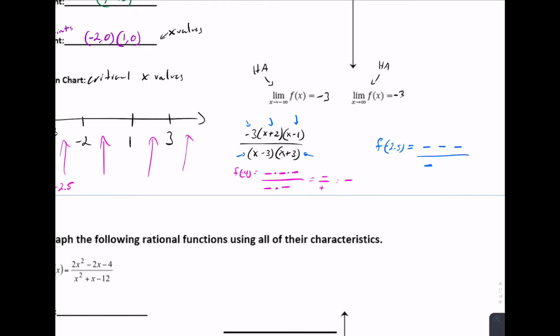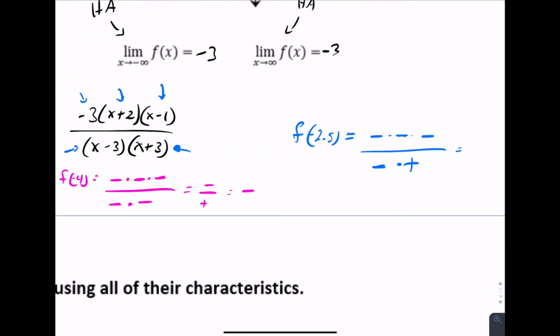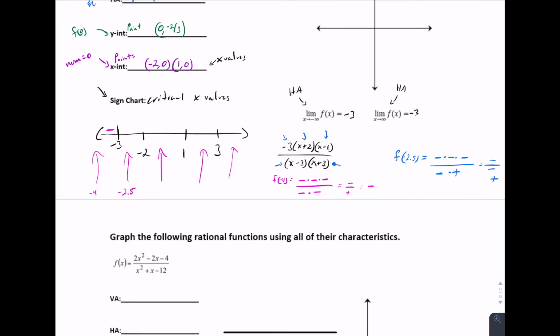But negative 2.5 plus 3, that's positive. So now we have triple negative becomes negative. Negative times a positive is a negative. So now we have here a negative over a negative, which is positive. So now we know that this was positive. And we keep doing that for all the numbers.